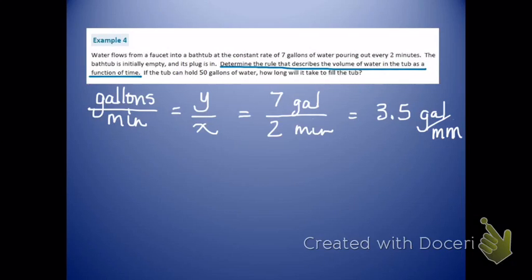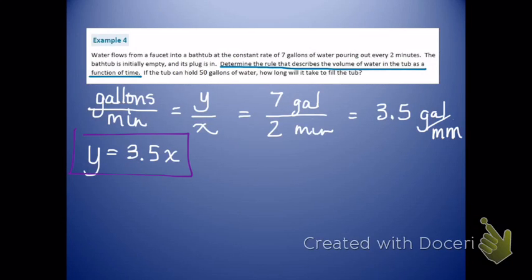This is a proportional relationship when the tub starts out with 0 water in it. So I know that the number of gallons, Y, that flows out is going to be 3.5 gallons per minute times the number of minutes. So for every minute that it's flowing, 3.5 gallons is going out. So that's our proportional relationship right there.